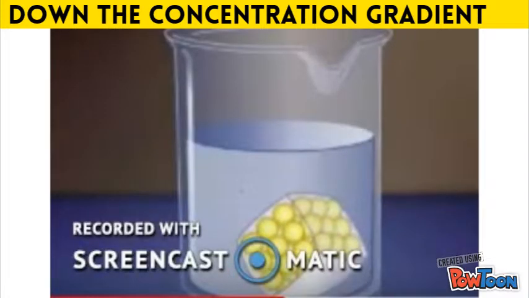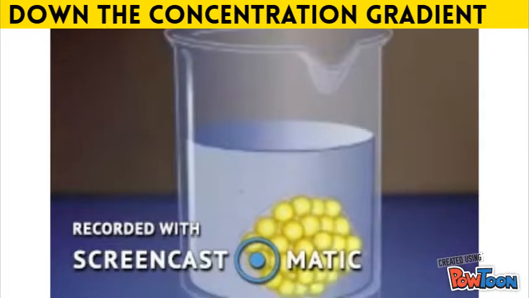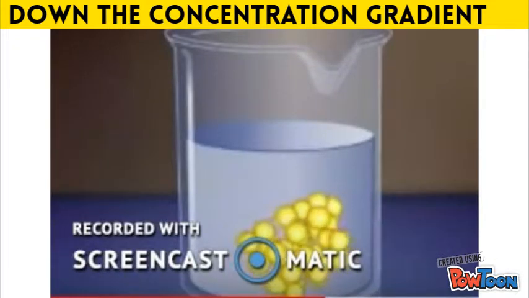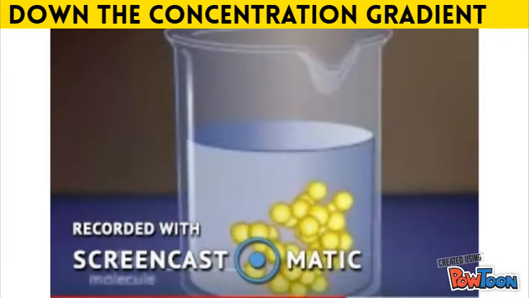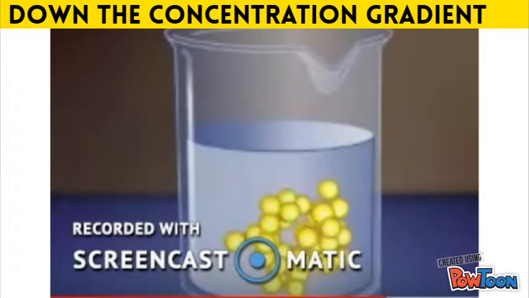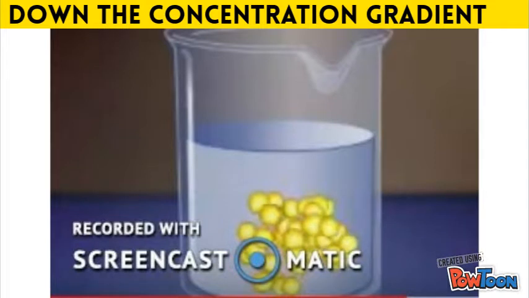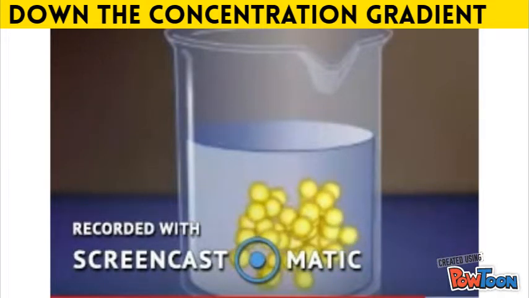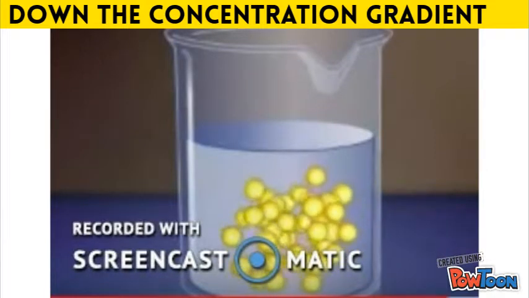Let's look at a daily example of what it means by moving down the concentration gradient. Here we have a lump of sugar. It is composed of many individual sugar molecules. When the lump is dropped into the water, it begins to dissolve. The yellow balls represent a sugar molecule in the lump of sugar.